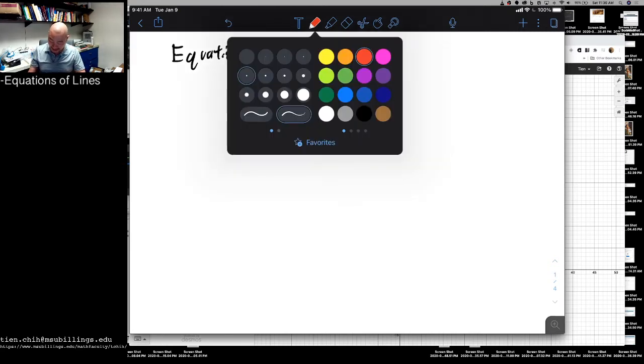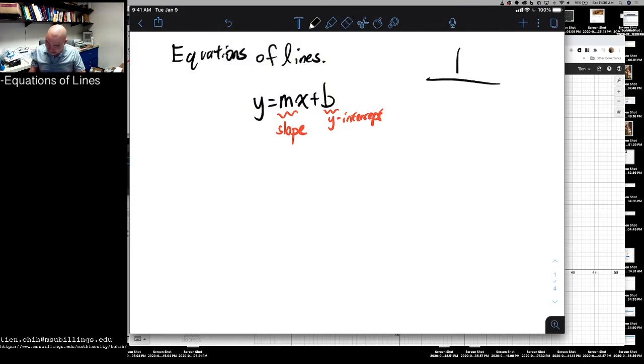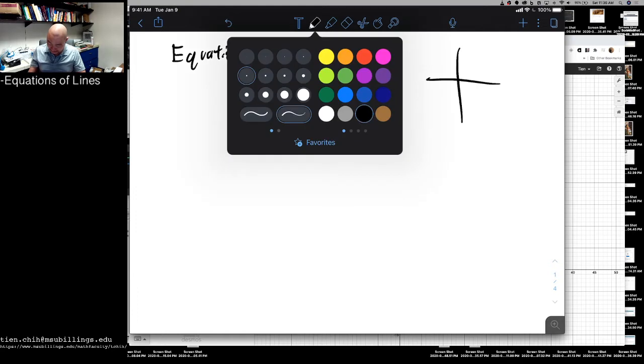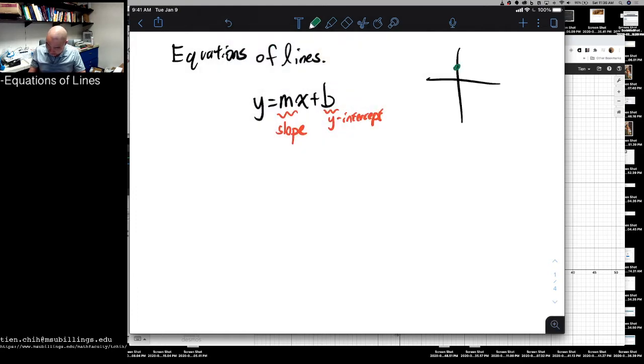So the idea behind this is if you have your x and y axes, the b tells you where on the y-axis you start out, and then what the m, the slope, tells you is what direction you're traveling in from there, whether you're sloping downwards, sloping upwards, or constant, and if you're sloping downwards or upwards, by how much.